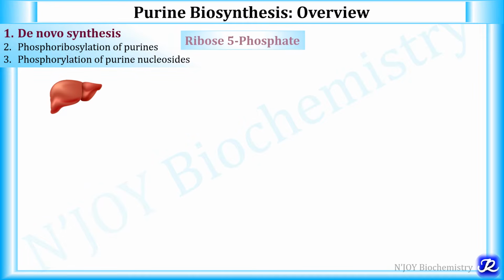Out of these three, the most important is de novo synthesis of purines, which occurs in the liver. And ribose 5-phosphate is the starting material for synthesis of purines. And these purines are not synthesized individually like the synthesis of adenine and synthesis of guanine. They are built upon a pre-existing ribose 5-phosphate. So the ribose 5-phosphate is the starting material and it is derived from the HMP pathway, hexose monophosphate pathway.